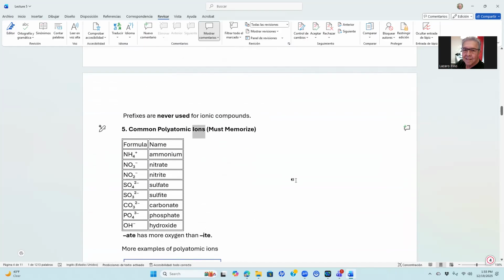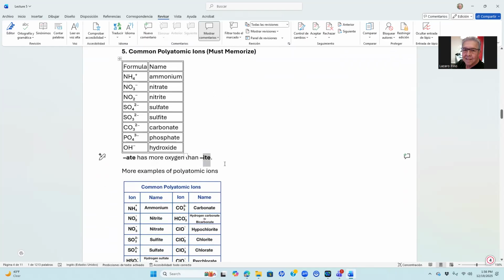Common polyatomic ions you must memorize. Formula, name. NH4+, ammonium. NO3-, nitrate. NO2-, nitrite. SO4 2-, sulfate. SO3 2-, sulfite. CO3 2-, carbonate. PO4 3-, phosphate. OH-, hydroxide. The -ate ion has more oxygen than the -ite ion. More examples of polyatomic ions.